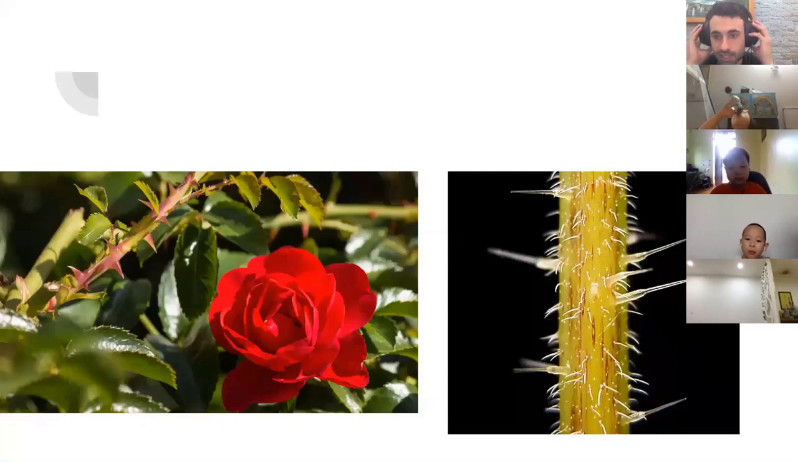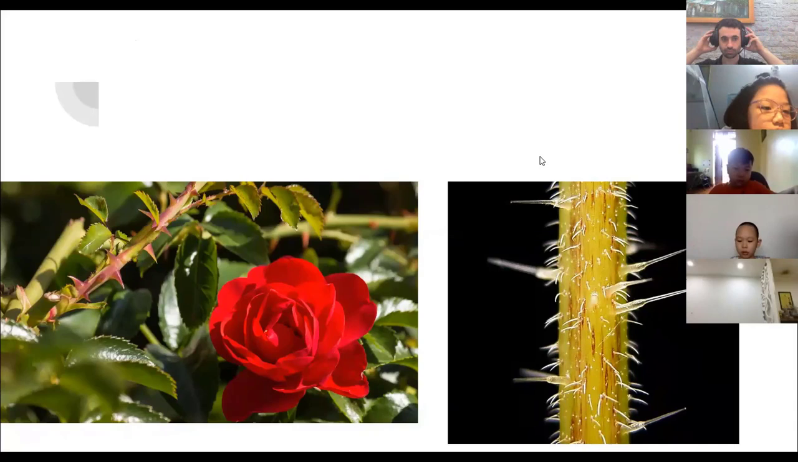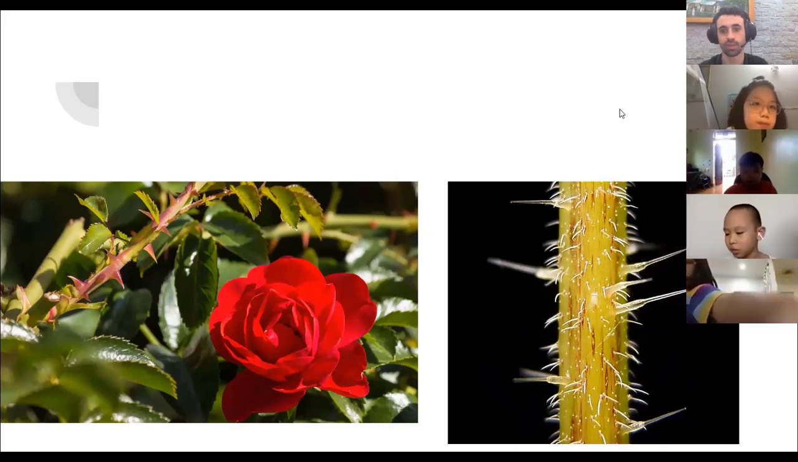So I have two plants here. Does anyone notice anything interesting about these plants? We have a rose on the left. Yes, Cherry? The second one is a cactus. The second one is a cactus? Okay. Anything else? They can live in the desert. In the desert. Thank you.